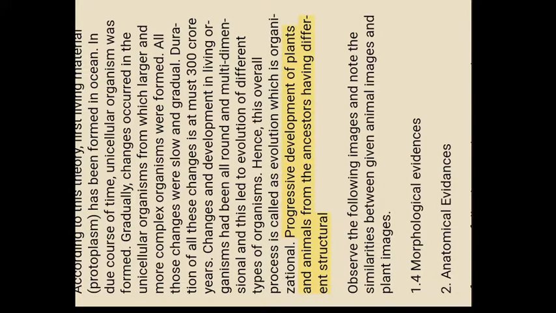Progressive development of plants and animals from ancestors having different structures. Observe the following images and note the similarities between the given animal images and plant images. 1.4 Morphological evidences. 2. Anatomical evidences.